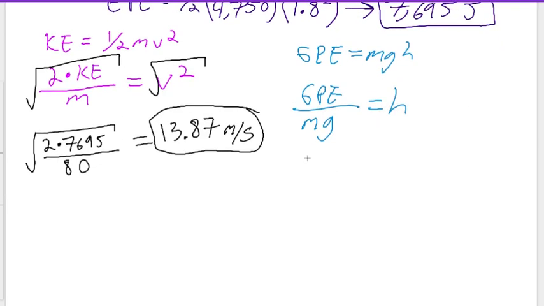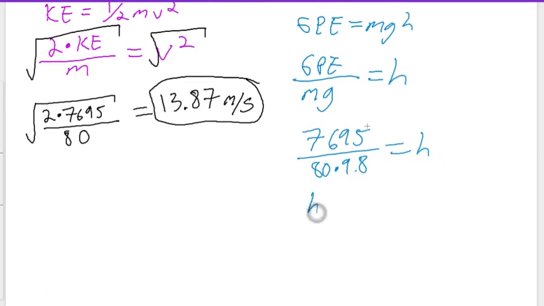So let's go ahead and plug those numbers in. The GPE at the apex is 7,695. The mass is still 80. Gravity is 9.8 because we're on Earth. And then we just solve for h. Evaluating it, we should get that h, or the maximum height she achieves, is equal to 9.82 meters.